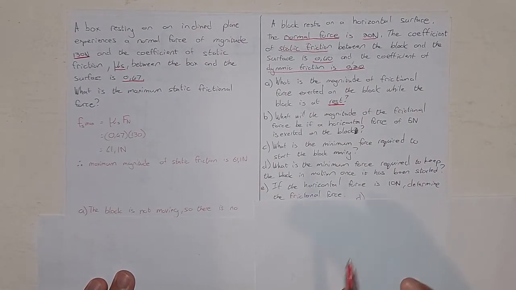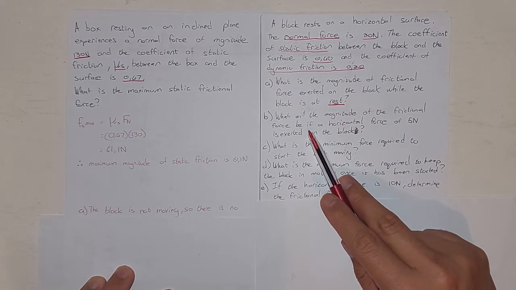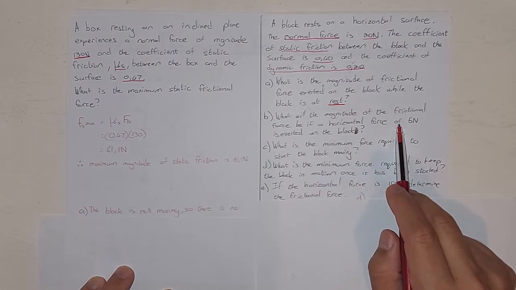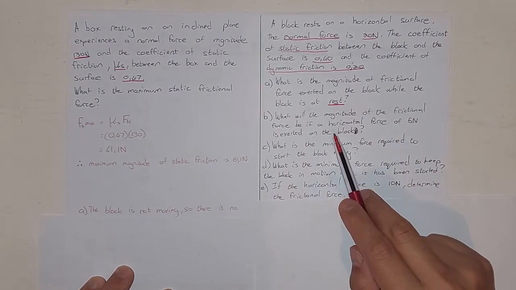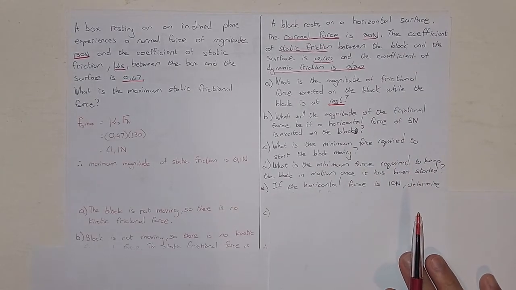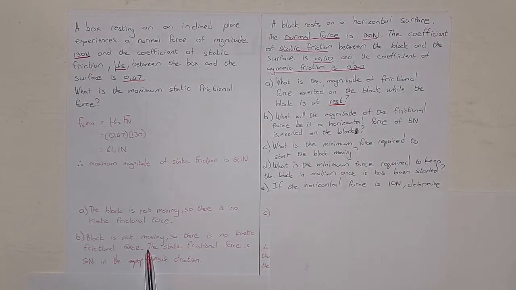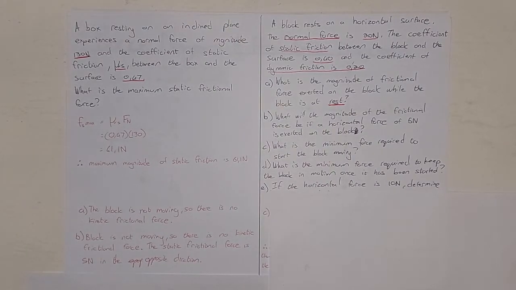Right, then B. What is the magnitude of the frictional force if a horizontal force of 5 newtons is exerted on the block? Now we have a horizontal force, but the object is still not moving. So because the block is not moving, there is no kinetic frictional force. The static frictional force is 5 newtons in the opposite direction. So at least now we have a value of frictional force for my static, but not for my kinetic.